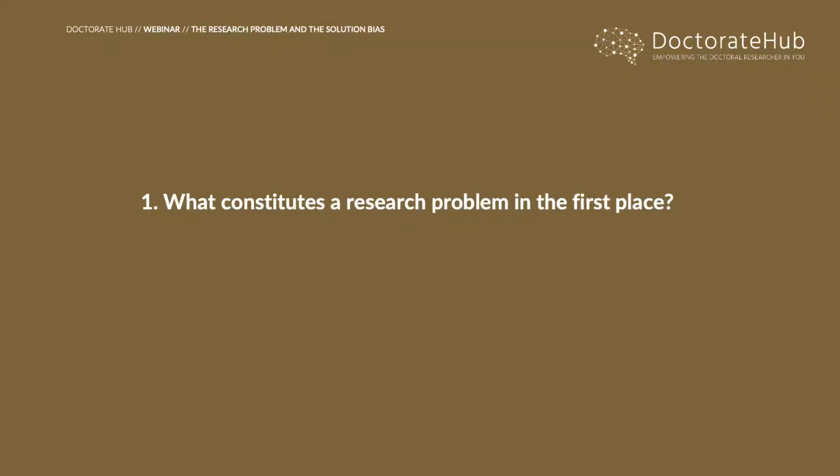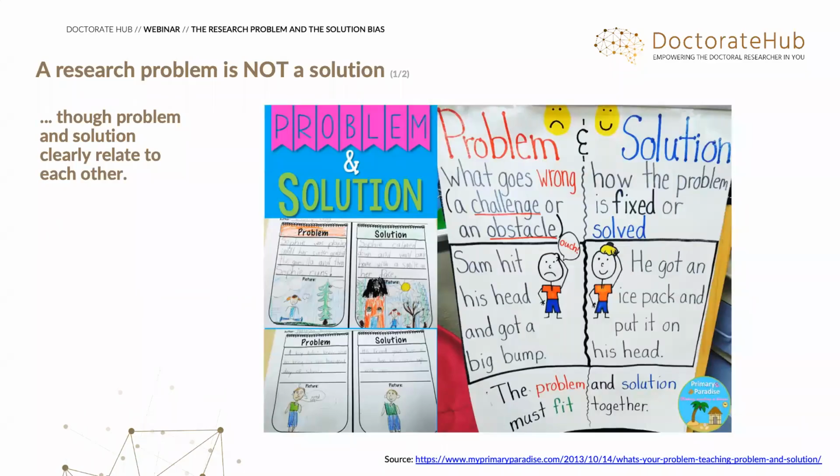Now, what constitutes a research problem in the first place? And actually, we don't need to go into the doctoral level to understand that. It's something that every one of us learned once being at primary school or perhaps earlier to that. There's a problem and there's a solution. And I like the simplicity of this picture because it clearly shows how the two relate to each other.